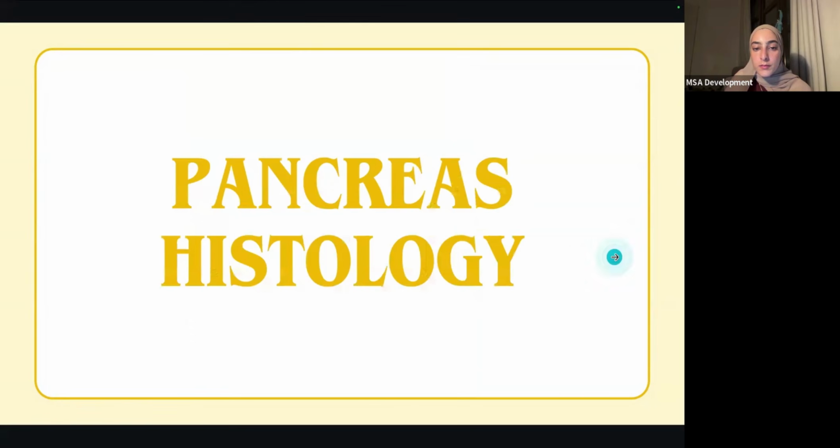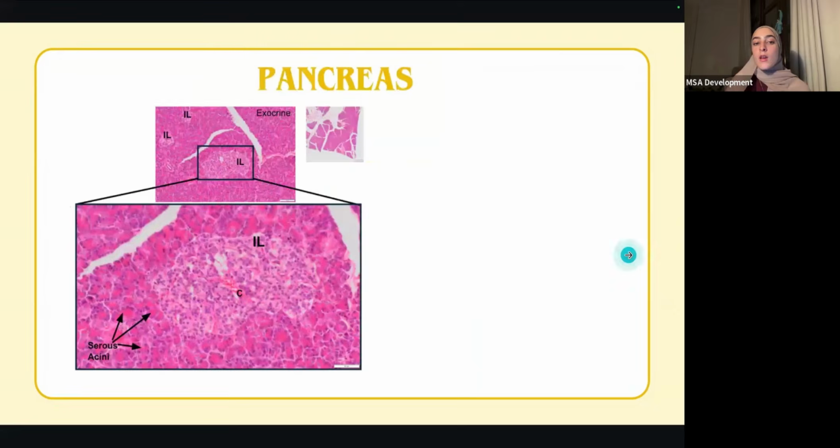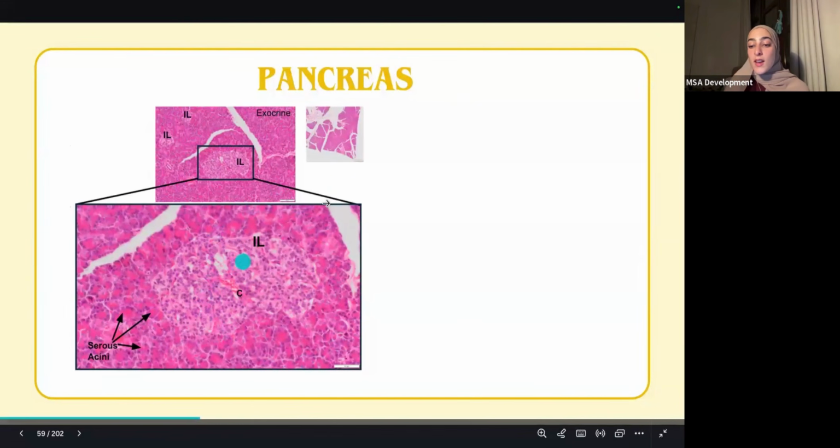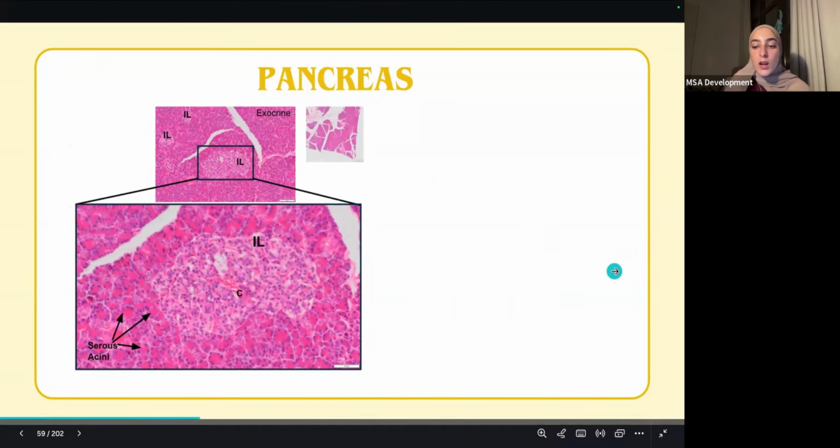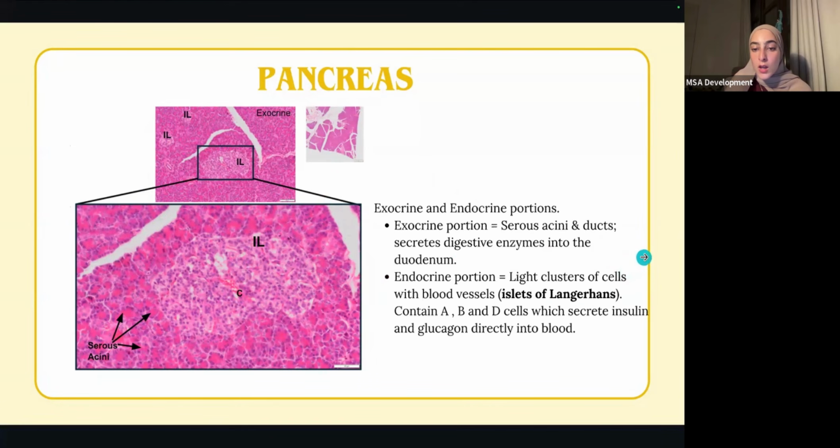Okay, that's it. Now we're going to talk about the histology. For the pancreas, there was only this slide, and it's very important. I think if they would get you something, they would get you this because it's very easy to differentiate. You can see here there are a lot of cells, acini, but there's something distinct here. What is this called? Islets of Langerhans. Okay, what do they contain? These islets of Langerhans have A, B, and D cells, and they secrete insulin and glucagon directly into the blood. So these islets have these cells which secrete insulin and glucagon, okay?